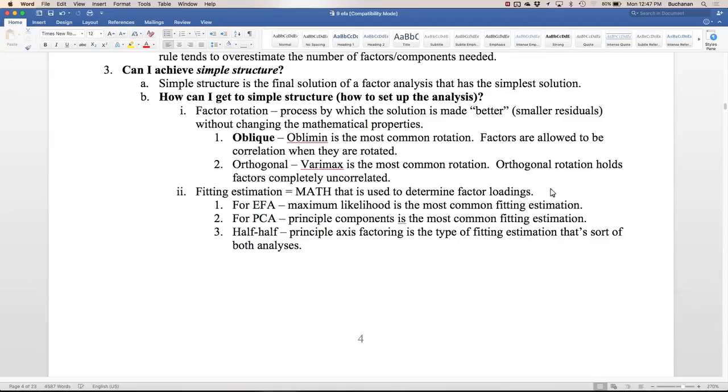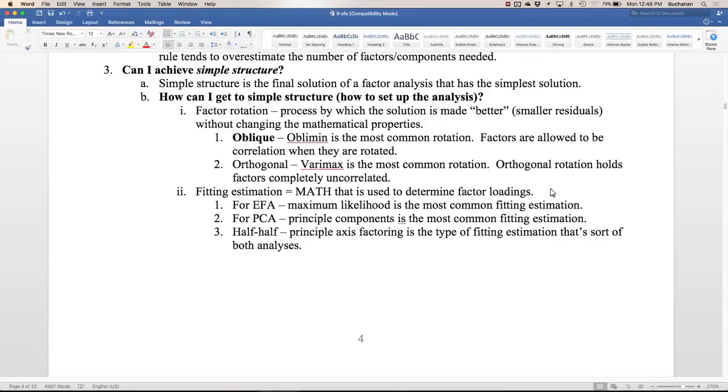Step 3 is how can I achieve what's called simple structure? Okay. So simple structure is a simplest solution. So the point of these is to make a simple answer. Okay. I have all these correlations. I want to say it's this thing, and then this thing, and that's it. End of story. So 2 parts to that. How do I achieve simple structure? Like, how do I mathematically, this is the math part, make it happen? And the most difficult thing, I think, is this rotation idea.